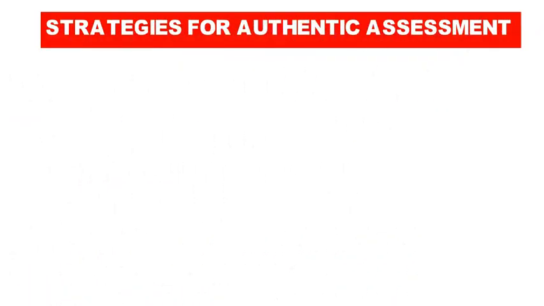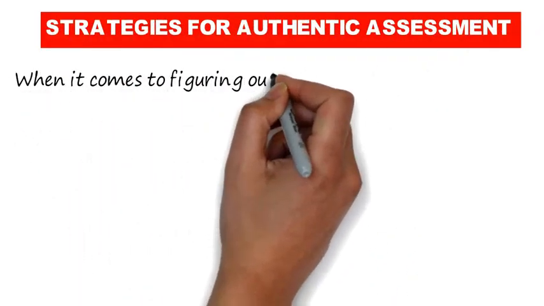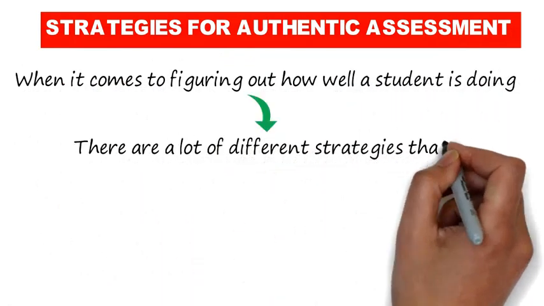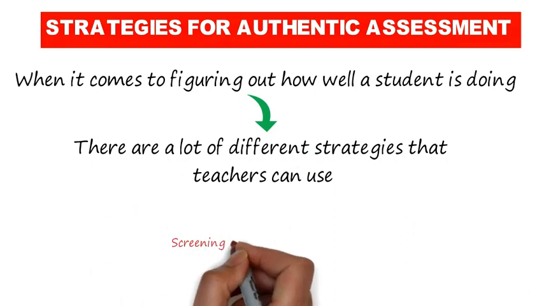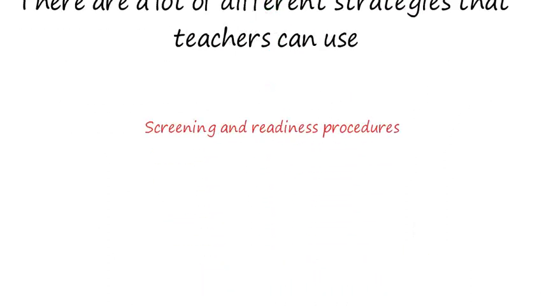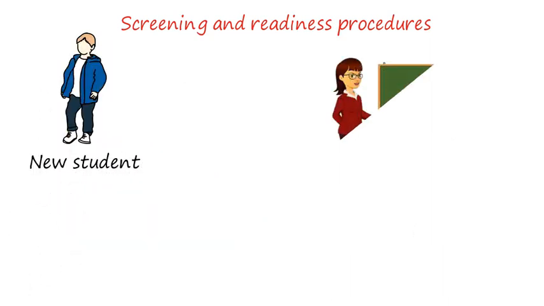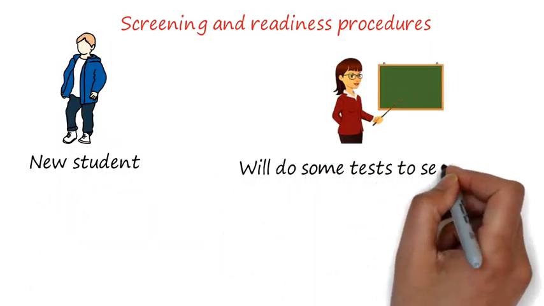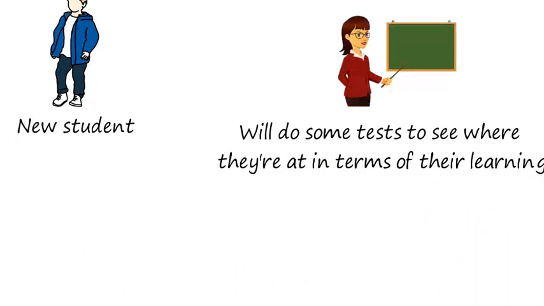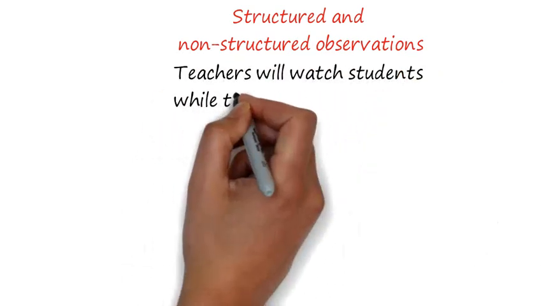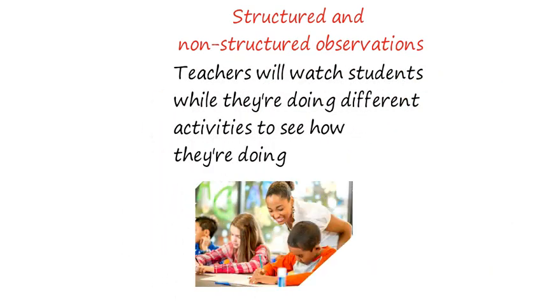Strategies for authentic assessment. So, when it comes to figuring out how well a student is doing, there are a lot of different strategies that teachers can use. First off, there's something called screening and readiness procedures. That just means that when a new student comes into the class, the teacher will do some tests to see where they're at in terms of their learning. Then there are structured and non-structured observations. This means that teachers will watch students while they're doing different activities to see how they're doing.